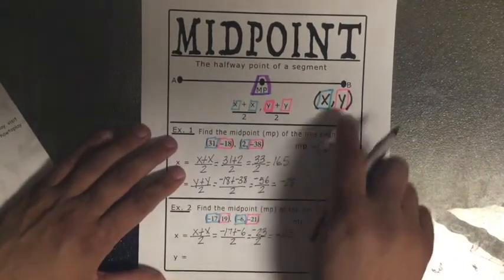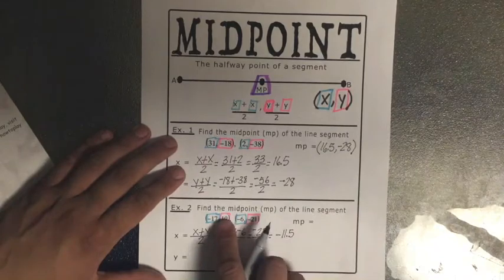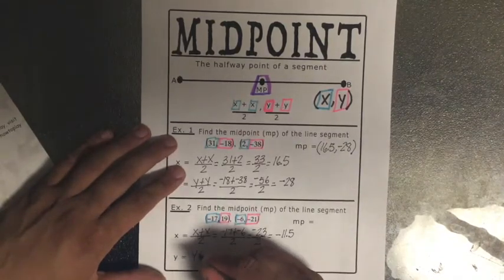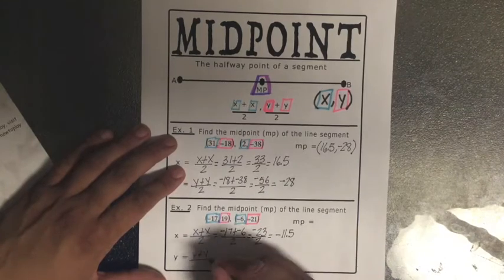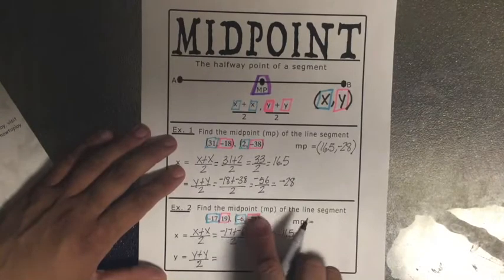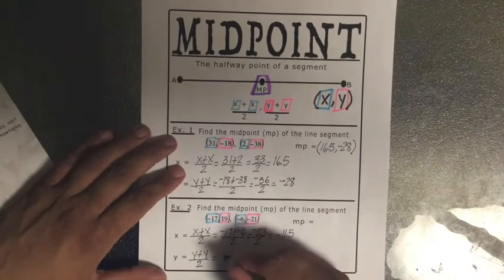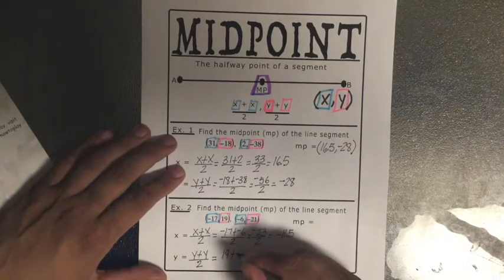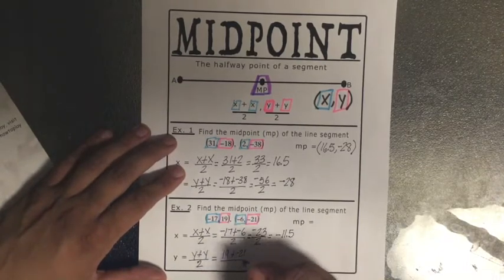Next, we're going to do our y's. Our y's are in pink. So it says y plus y. Y plus y divided by 2. Our two y's are 19 and negative 21. So 19 plus, right, negative 21 divided by 2.